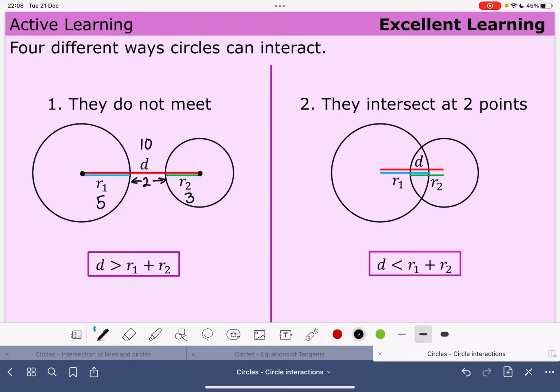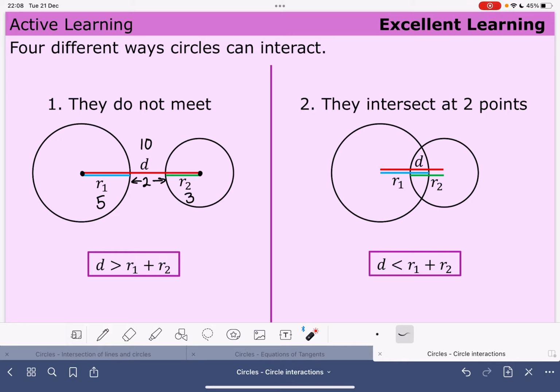Because if you've got a space of 10 units to close, and the first circle, the larger circle, only closes 5 of those units, and the other one 3 from the other direction, we still have a gap of 2 between them. Mathematically, we write that as a little statement like this one down at the bottom here. If the distance is greater than the sum of the radii, then the circles can't meet. The distance between them is too big for the radii to close.